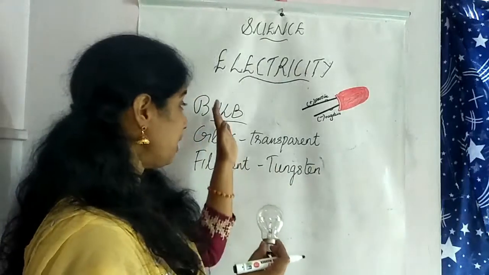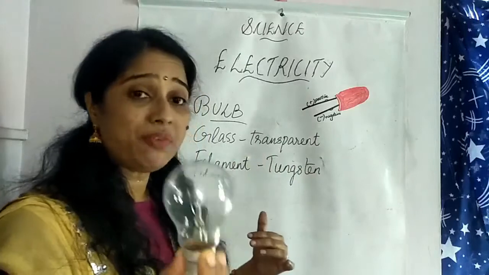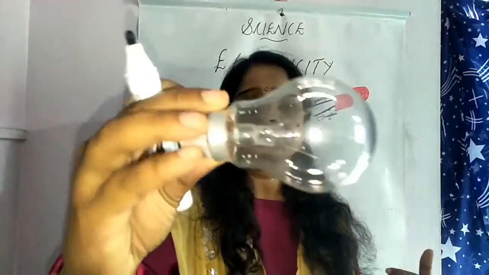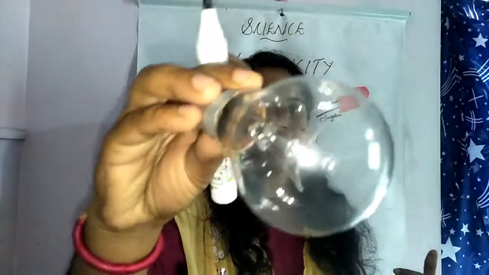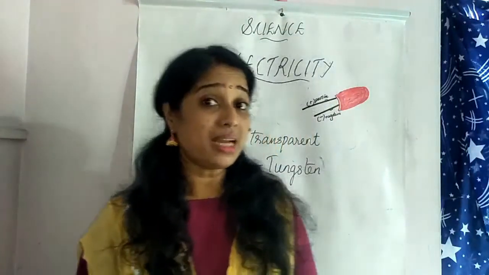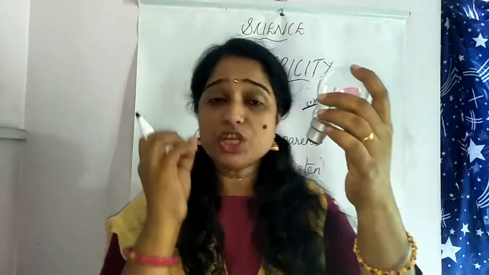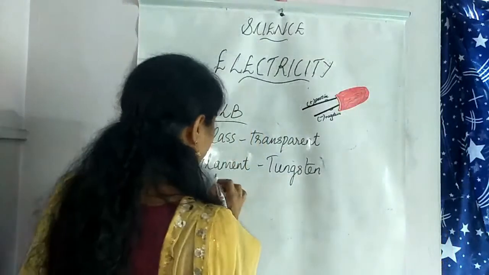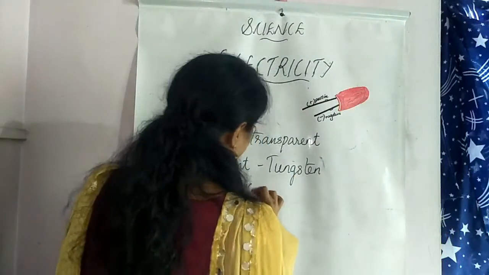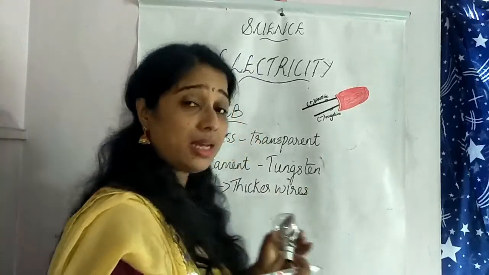The bulb is made up of glass. Glass is transparent, and inside the bulb we can see a filament. Hope it is clear. And the filament is made up of which type of metal? It is tungsten. And the filament is attached to the bulb by using two thicker wires. How many thicker wires? Two thicker wires are there.